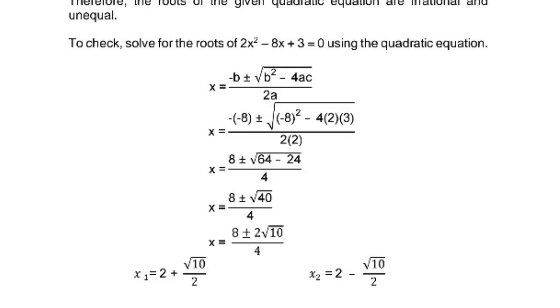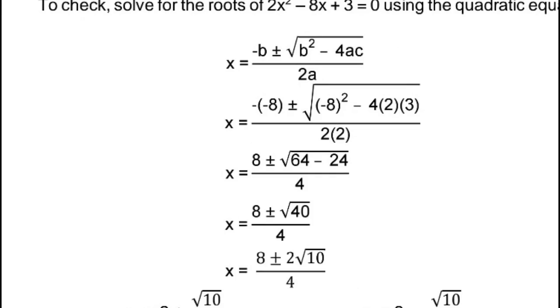To check, solve for the roots of 2x squared minus 8x plus 3 equals 0 using the quadratic formula. So x here is equal to negative b plus or minus the square root of b squared minus 4ac over 2a. Substitute the value of b, so negative of negative 8 plus or minus the square root of negative 8 squared minus 4 times a, 2, times c, 3, over 2 times the value of a, 2, so 2 times 2. Negative of negative 8 is 8 plus or minus the square root of 64 from negative 8 squared, then minus 4 times 2 times 3, which is 24, over 2 times 2, 4. Then x here is equal to 8 plus or minus the square root of 40 over 4.